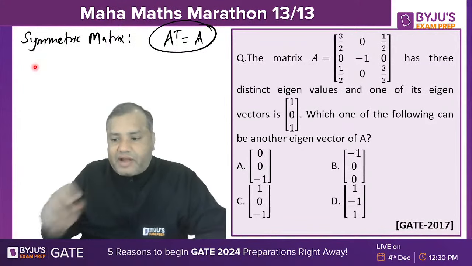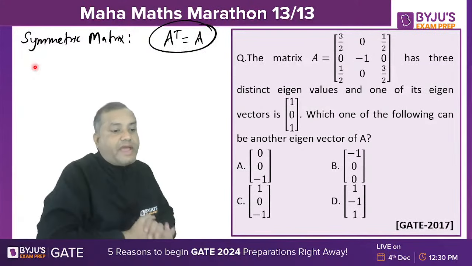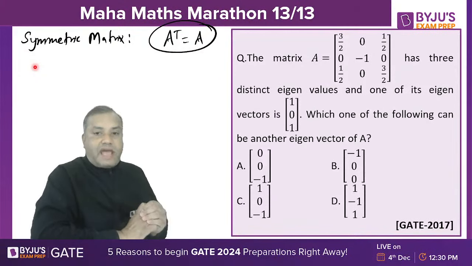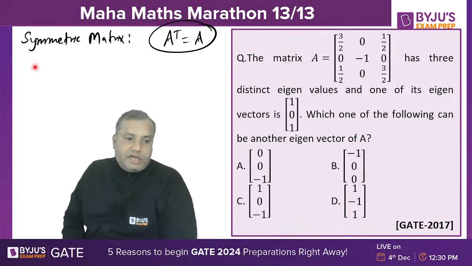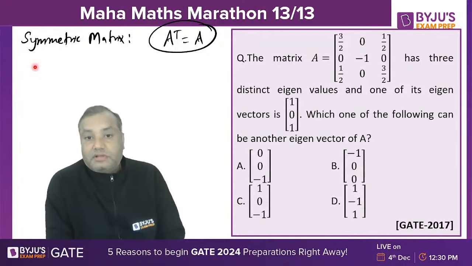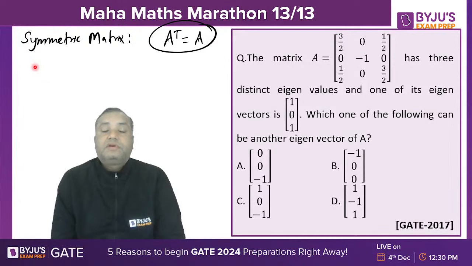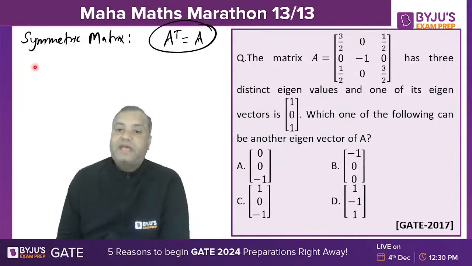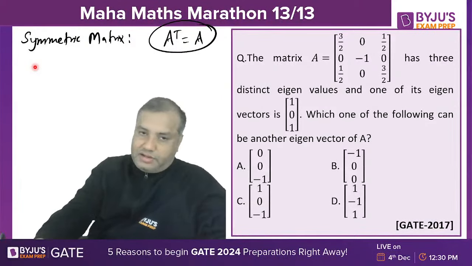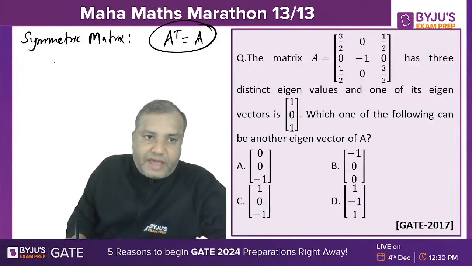For a symmetric matrix having a distinct set of eigenvalues, if a symmetric matrix has distinct eigenvalues, then its eigenvectors are mutually orthogonal. It means if x1 is one eigenvector, then x1 transpose into x2 should be 0.